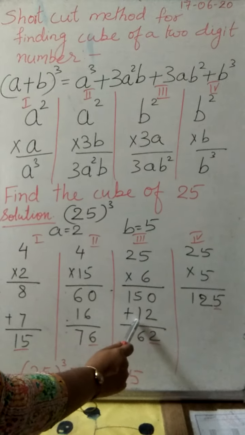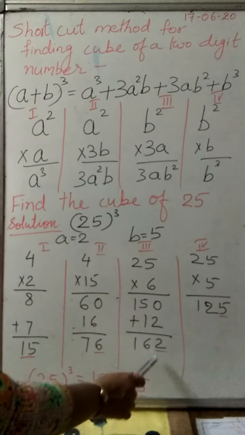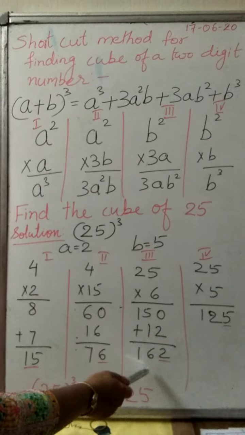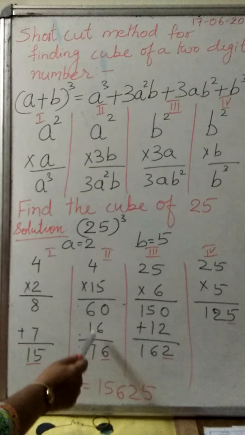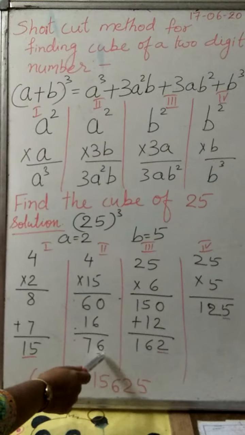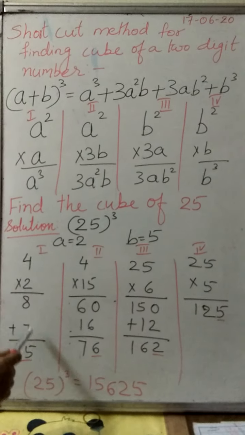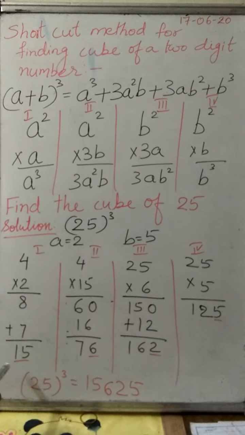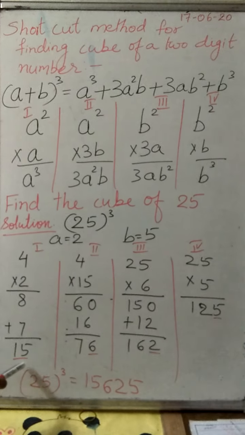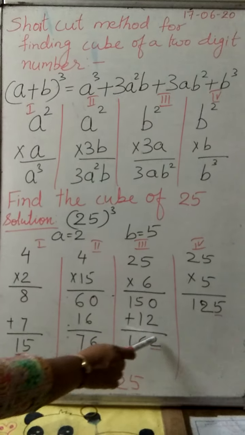Now leaving this last digit, you have to take these two digits, 12. Bring it in the third column and add it. So you will get 162. Again, leave this underlined digit and bring this number, this 16 in column second and add it. 60 plus 16 is equal to 76. Leaving this last digit, bring 7 in the other column and add it. 8 plus 7 is equal to 15. Now from every column you have to select last digit, and from the first column you have to take both the digits. So your answer is 15625.